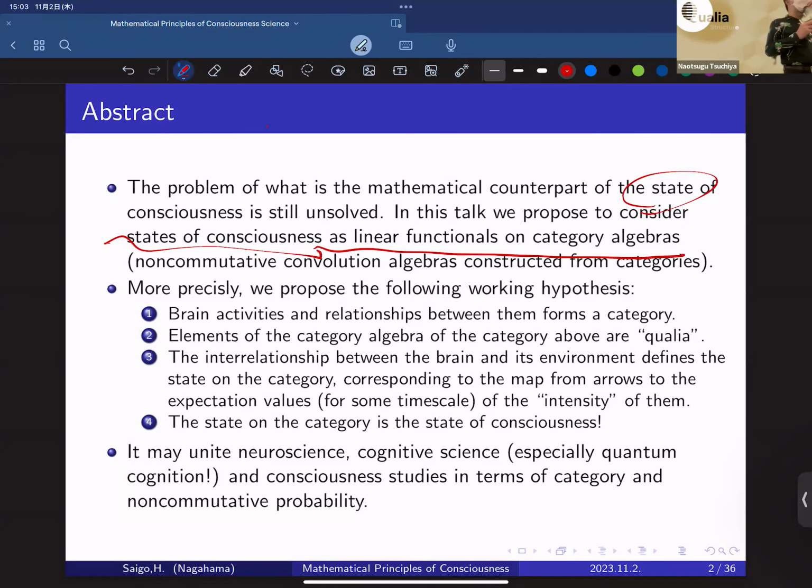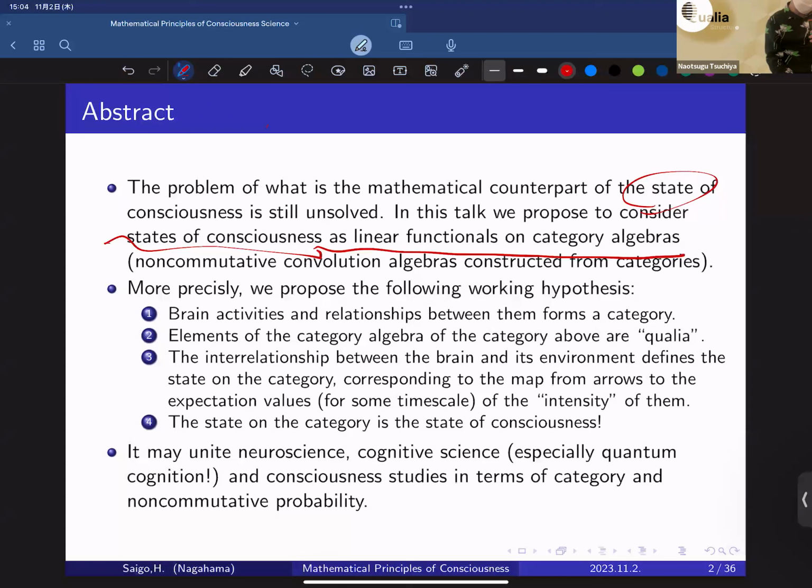Thanks to Masanao's talk yesterday, Masanao gave a very clear-cut explanation of the category algebras, but maybe it is a bit difficult for mathematics beginners. So I will try to introduce this notion more conceptually, a naive, intuitive introduction. More precisely, we propose the following working hypothesis.